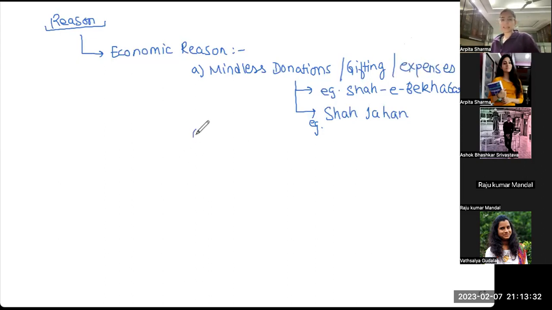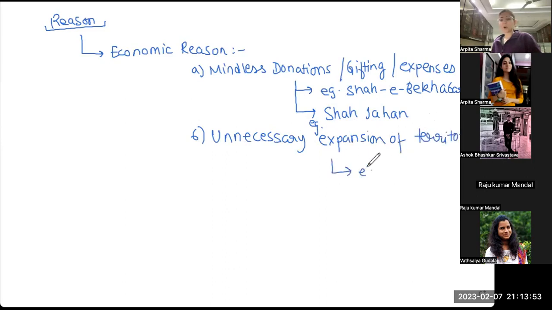Second reason, what will it be? Second reason would be under the economic reason. The second would be unnecessary expansion of territories. Unnecessary expansion. Example: Aurangzeb.